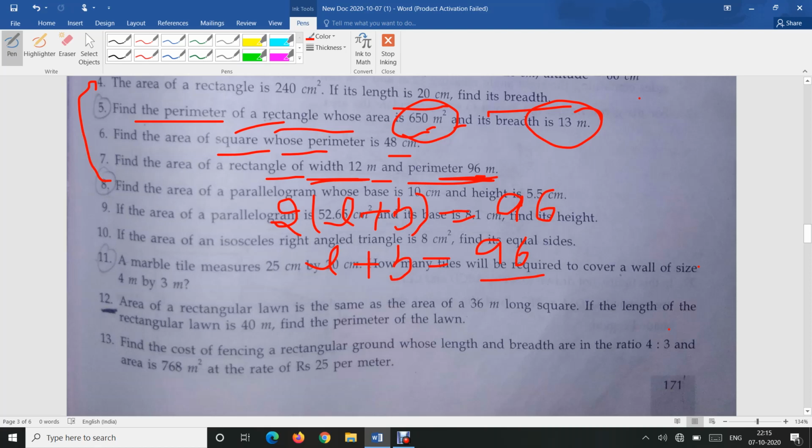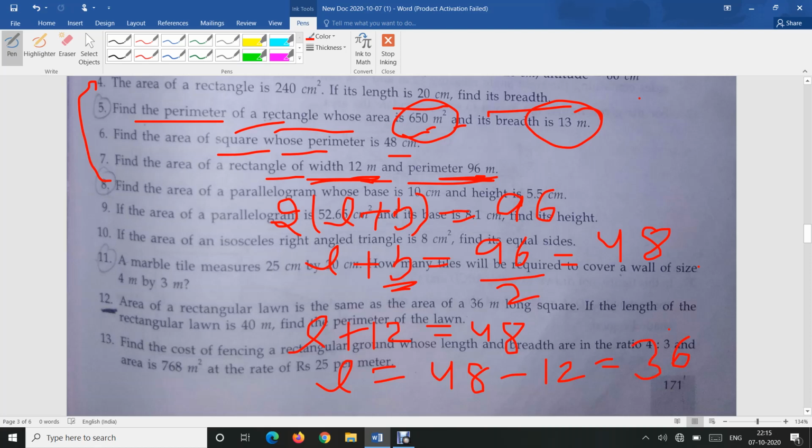So it will be 2 will divide 96, which will be equal to 2 4s are 8 and 2 8s are 16, so 48. Now width is given, that means breadth is given, L plus 12 is equal to 48. From here you can find out the value of L, which is 48 minus 12, which will be equal to 36 meter.